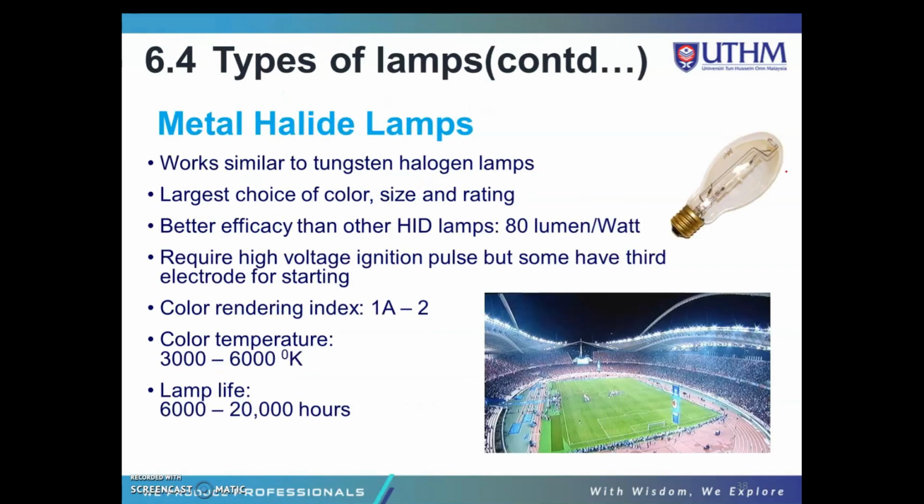Then we have the metal halide lamps. Okay, so it works similar to tungsten halogen lamps. Largest choice of color, size, and rating. The efficacy is much better than other HID lamps, which is 80 lumen per watt. It requires high voltage ignition pulse, but some have third electrodes for starting. The CRI is 1A to 2, color temperature 3000 to 6000 Kelvin, and the lamp life is about 6000 to 20,000 hours.